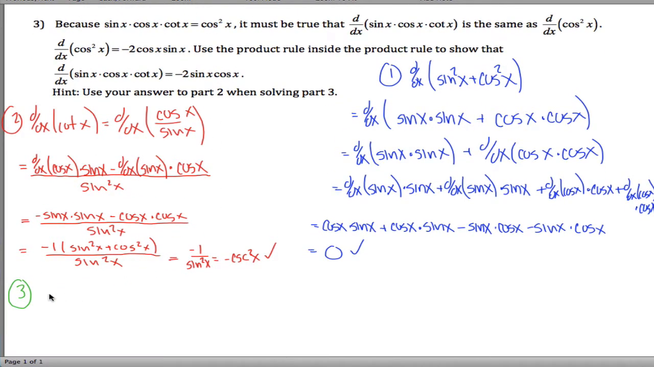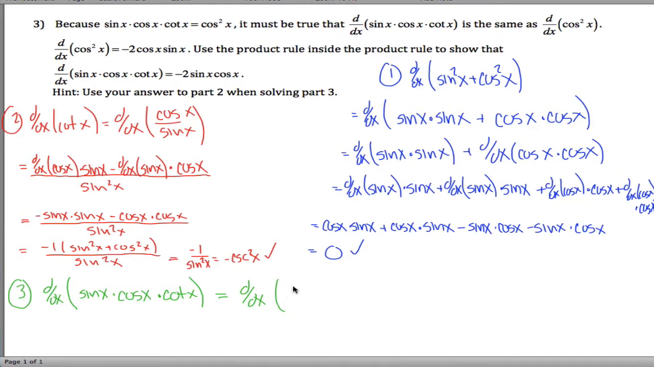Let's see. I want the derivative of sine of x times cosine of x times cotangent of x. Kind of looks like a product rule question, but it's not. Well, it is, kind of. It's the product of 3 things. We don't really have a rule for the product of 3 things. We just have rules for the product of 2 things. Fortunately, we can think about this as just the product of 2 things.